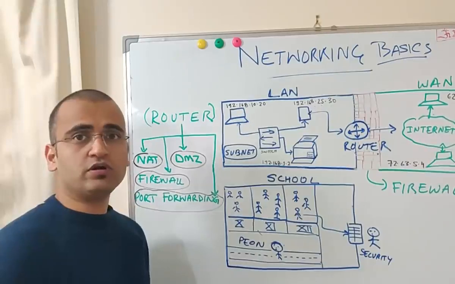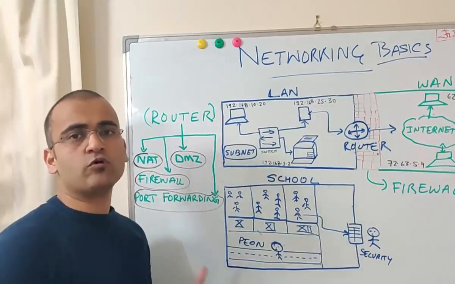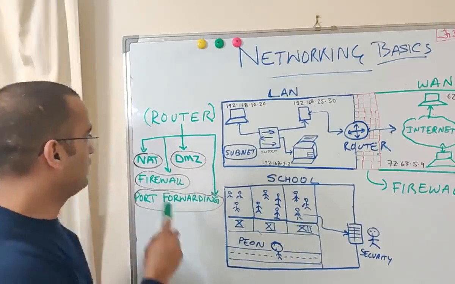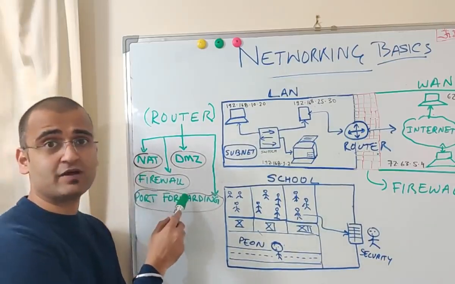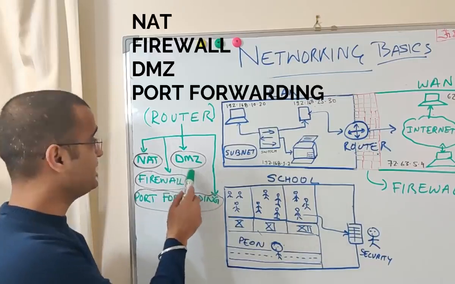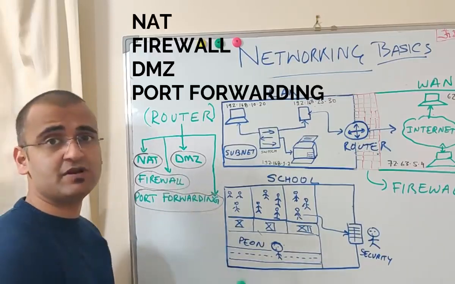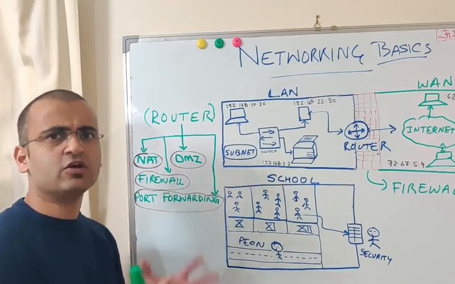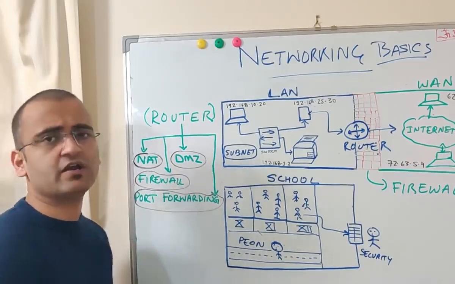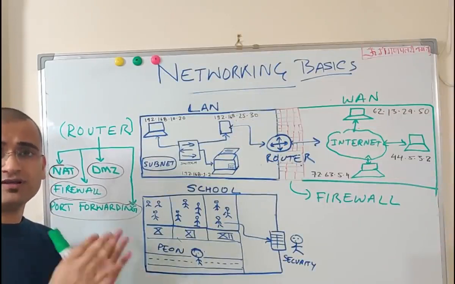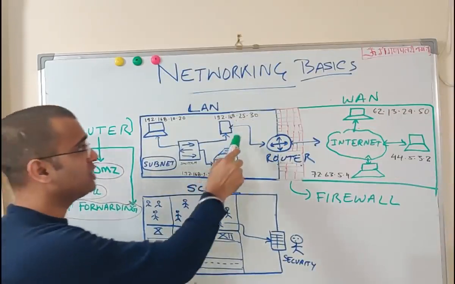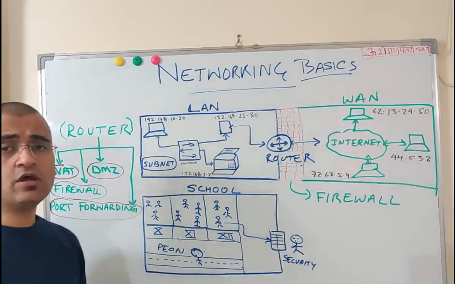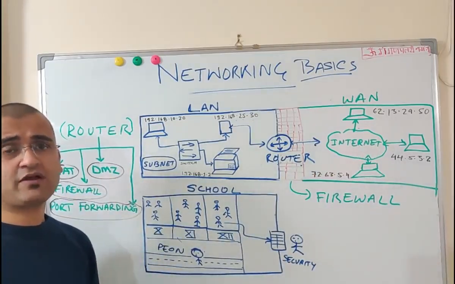So let's start. A router basically has 4 core functionalities which it has to deliver as a gateway device. First is NAT, which is network address translation. Second is DMZ, which is demilitarized zone. Third is firewall, and fourth is port forwarding. These are all interrelated. We'll understand how. So we now know that the router is the gateway through which a local area device can talk to a device outside the network. But what is network address translation?